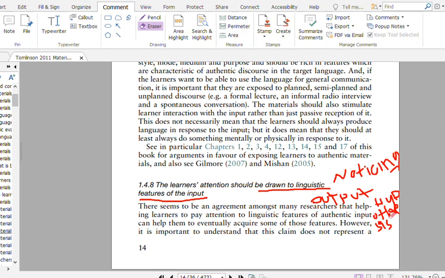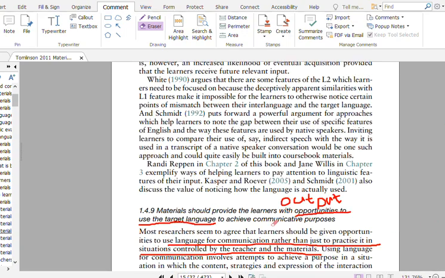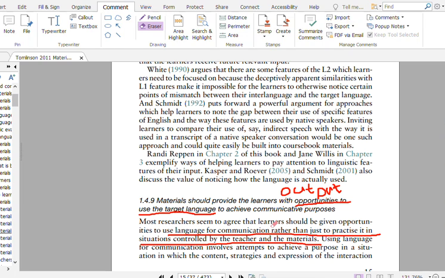In the output hypothesis, you studied the comprehensible output hypothesis. Through interaction and modification, we help learners to notice the grammatical and syntactical structures they are producing. After a while, they learn how to modify the language they use. Number nine, materials should provide the learners with opportunity to use the target language.